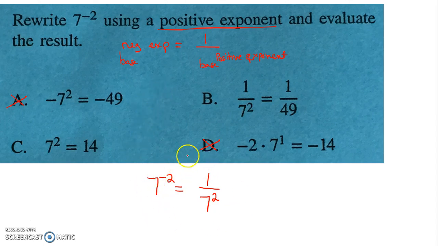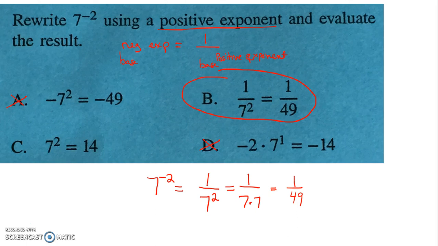Okay, so now they want us to actually evaluate it. If they just needed it as a positive exponent, we'd be done, but now they're asking us to evaluate it. Now to evaluate that, 1 over 7 squared means 1 in the numerator over 7 times 7. That's 1 over 49. So the final answer would be letter B. Okay, I'm actually surprised they gave you that one. I would have thought 1 over 14 would have been one of the possible answers, but it's totally letter B. Hopefully that helps on that problem.